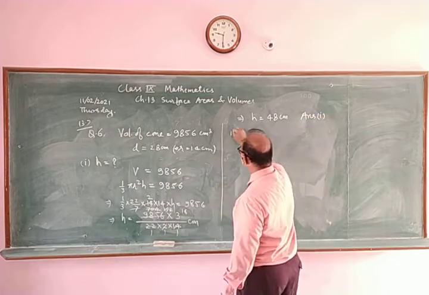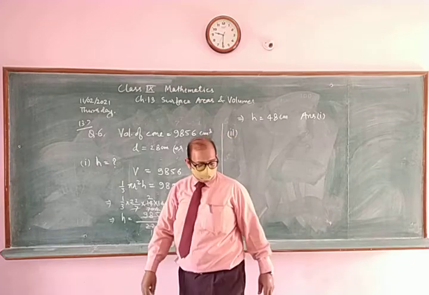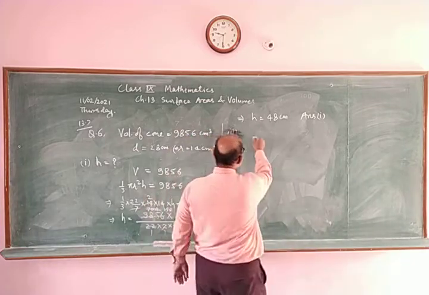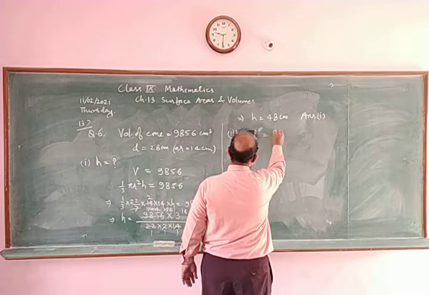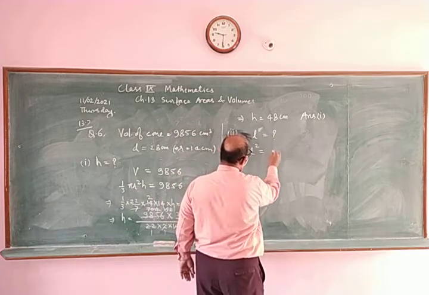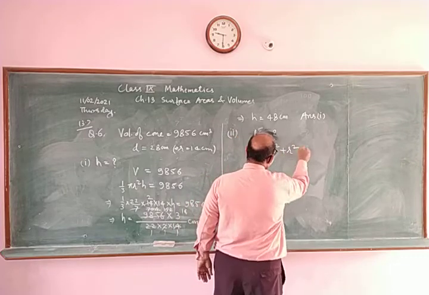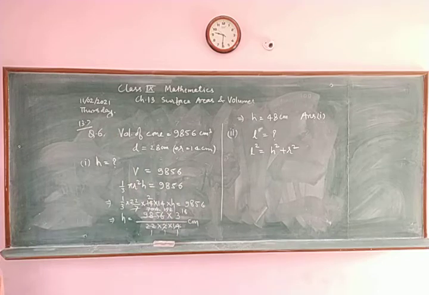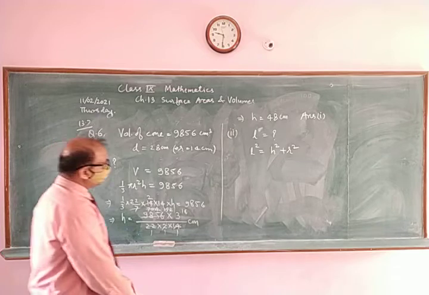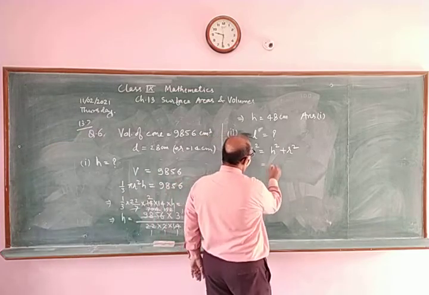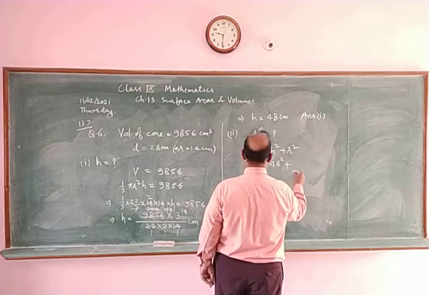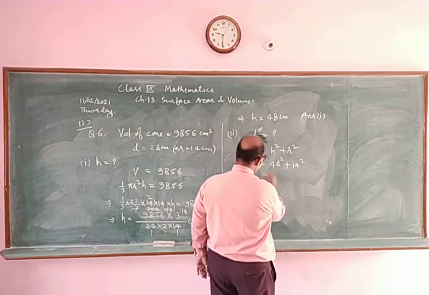The second one, what we have to find? The slant height of the cone. First we have to find L. L square is equal to H square plus R square. Find out the value of slant height. H is 48 square plus R is 14 square.